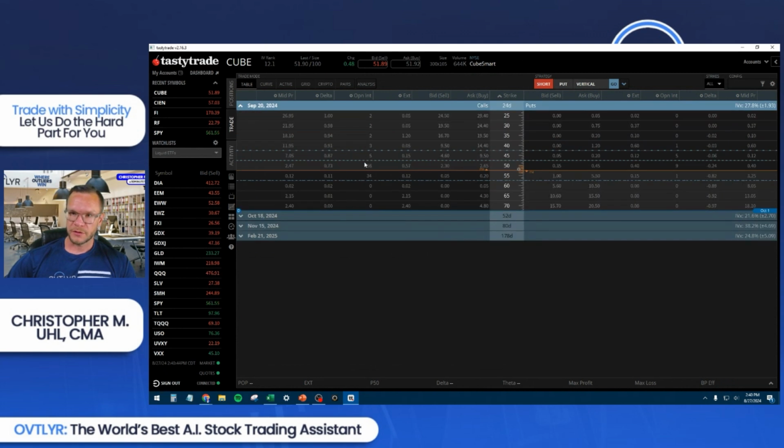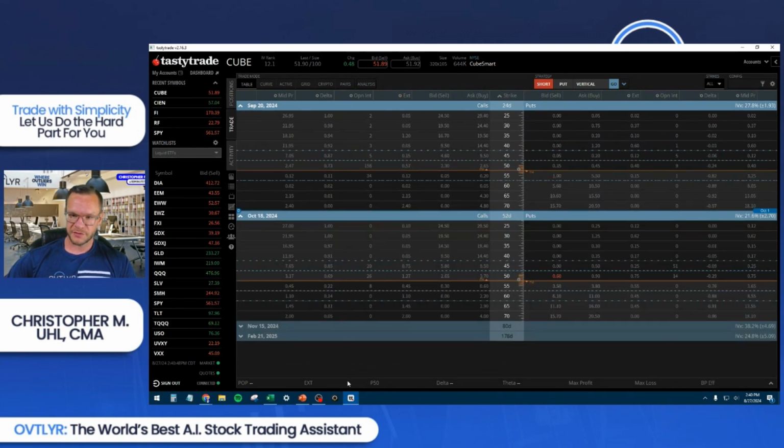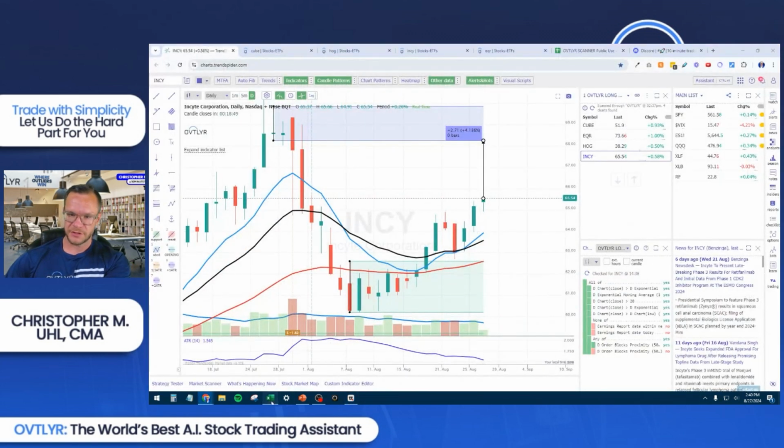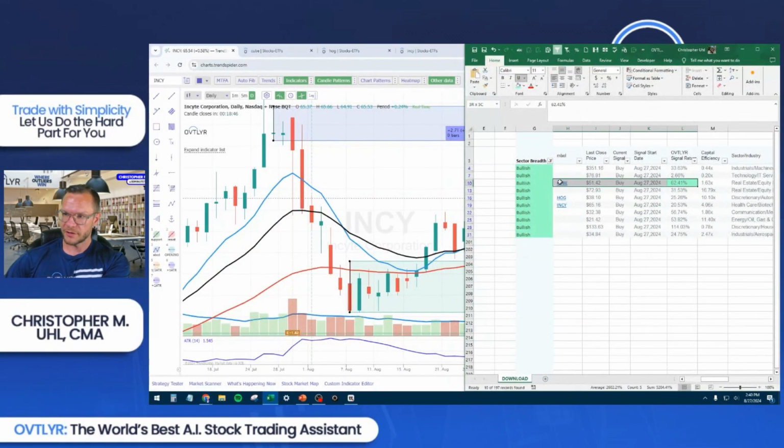All right, CUBE. There's no open interest. Even if we go to October, no open interest. So we won't trade CUBE. Just that fast. I don't care about CUBE. I'm out of here. So then we have HOG and then NC.